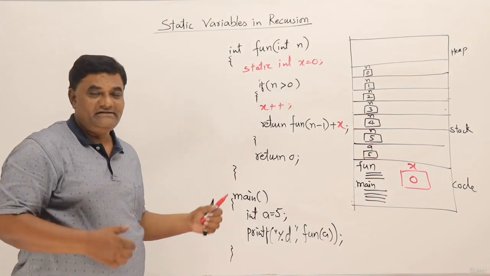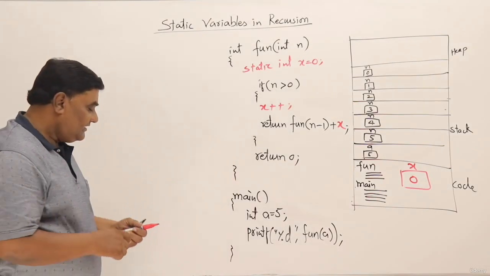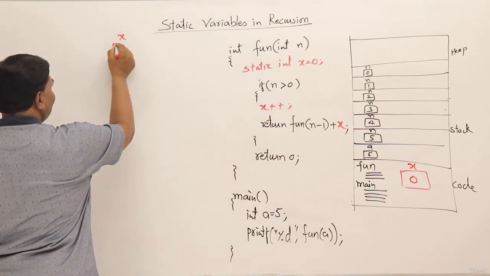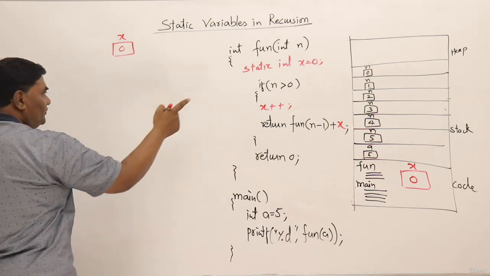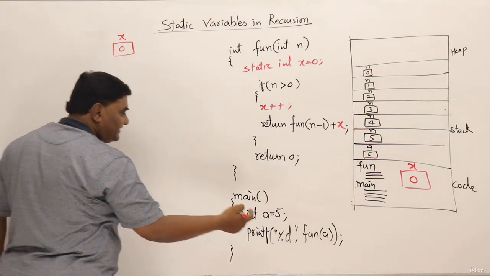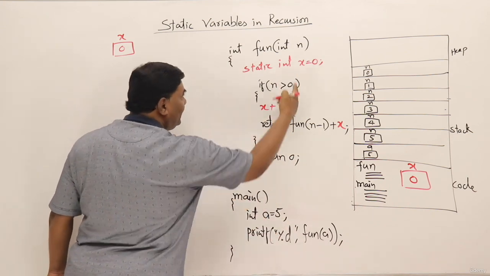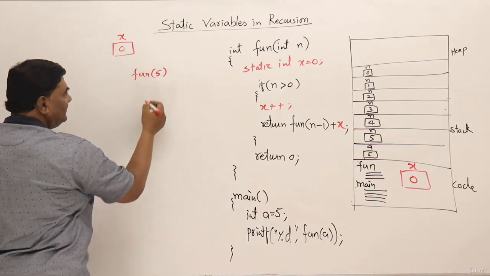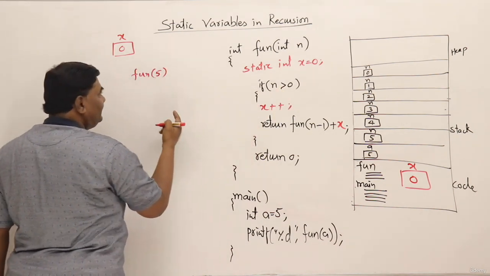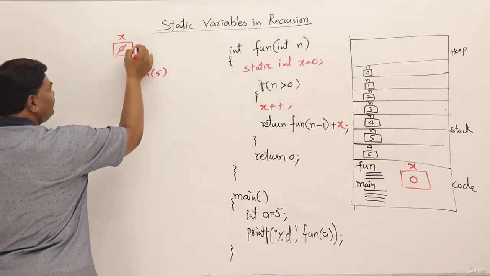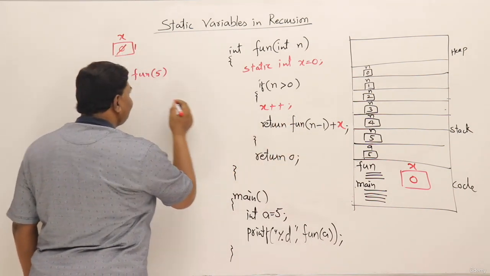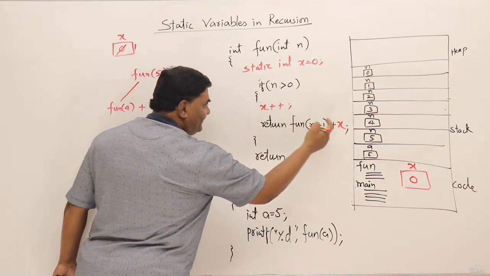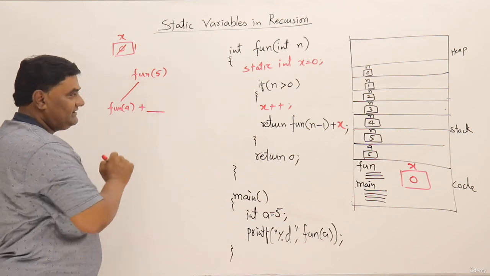Let us look at the tracing and see how a static variable should be handled. For a static variable, it is x, so I should have a single copy of the static variable separately. Don't show it in the tracing tree. Now let us start. First time the function is called by passing value 5. So n value is 5. First time fun of 5. Then if n is greater than 0, yes, it is greater than 0, x plus plus, this x becomes 1. Then call itself, fun of 4 plus this x will be added at returning time, so use it at returning time, don't use it now.